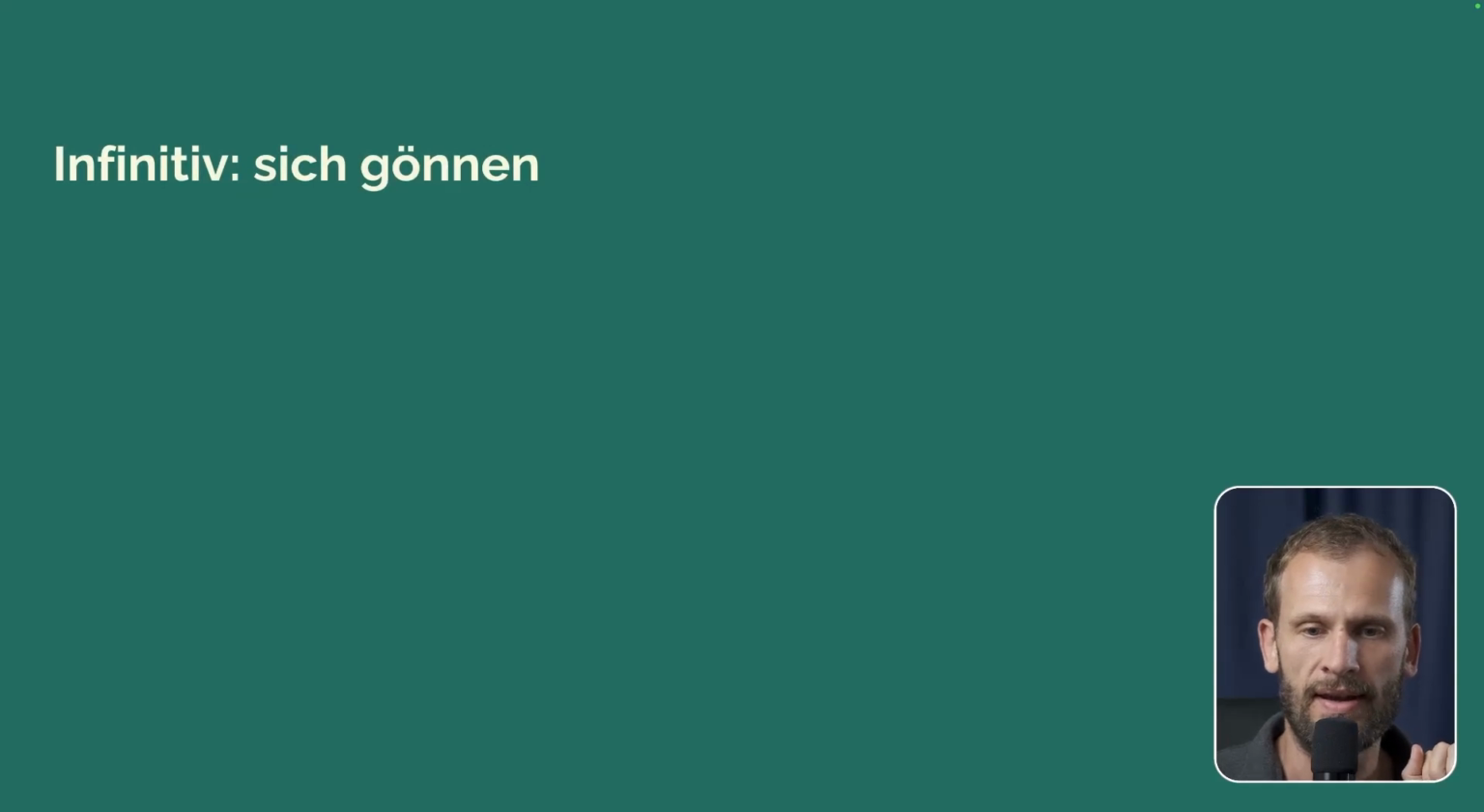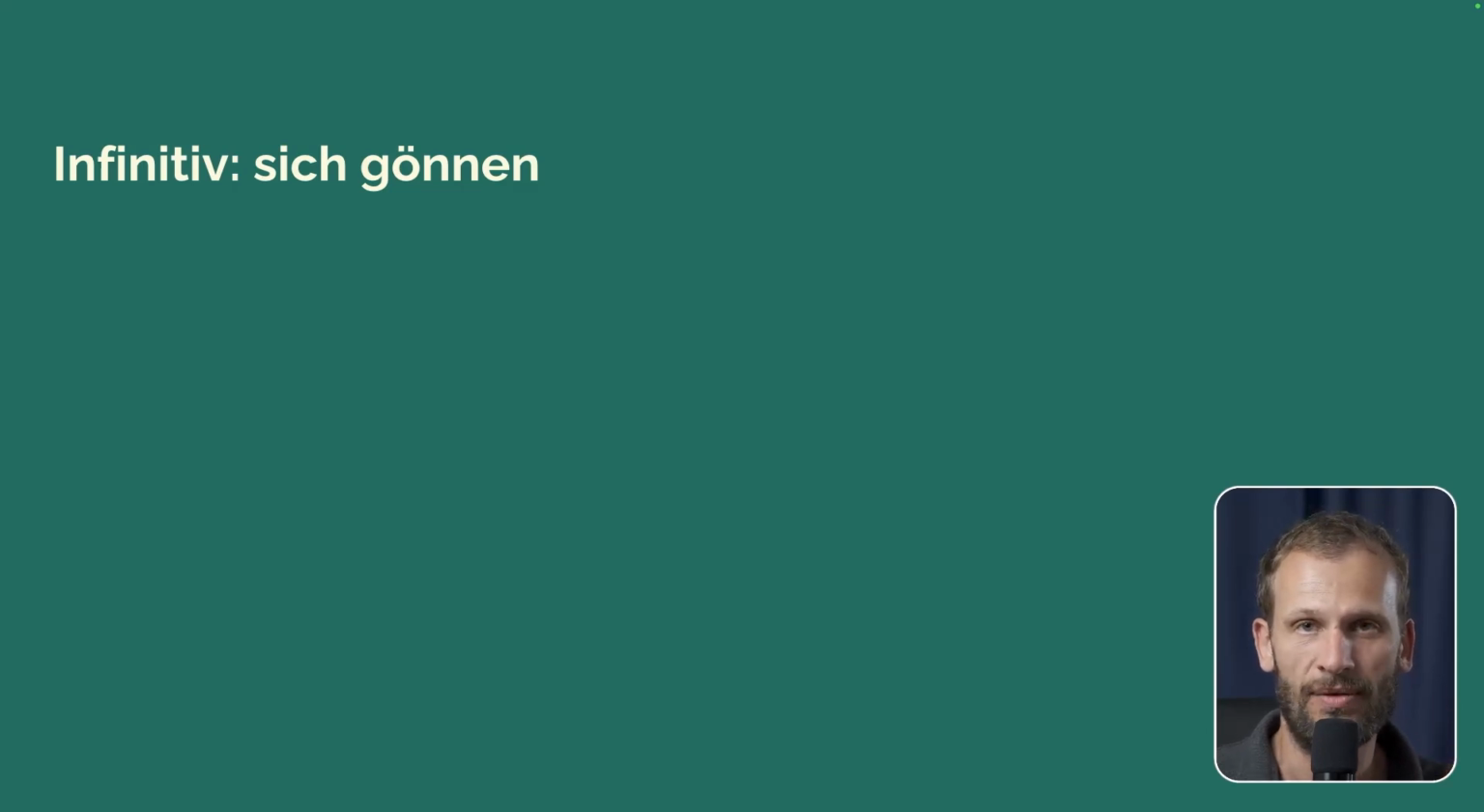Today we'll talk about a very tricky thing that has to do with reflexive verbs. So let's take a look. Let's take the reflexive verb sich gönnen. Now you might not know what this means. Sich gönnen is to treat oneself, to do something nice for yourself, like have a nice meal, a massage, something nice for yourself. So, if you use this in a sentence, would it be ich gönne mich eine Pizza or ich gönne mir eine Pizza?